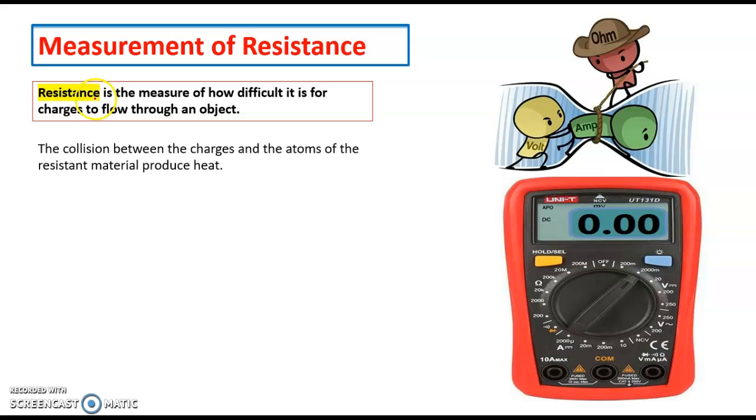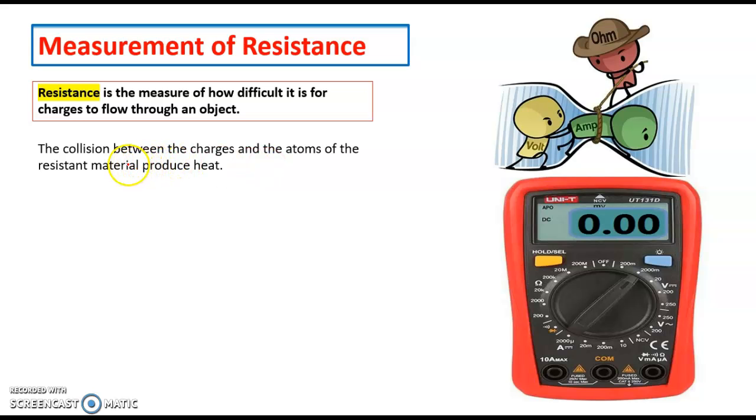Now, resistance is the measure of how difficult it is for charges to flow through an object. And here we have an illustration showing that a source of voltage in an electric circuit tends to push the current through the circuit. However, the presence of resistors or resistant materials makes it difficult for the current to pass through.